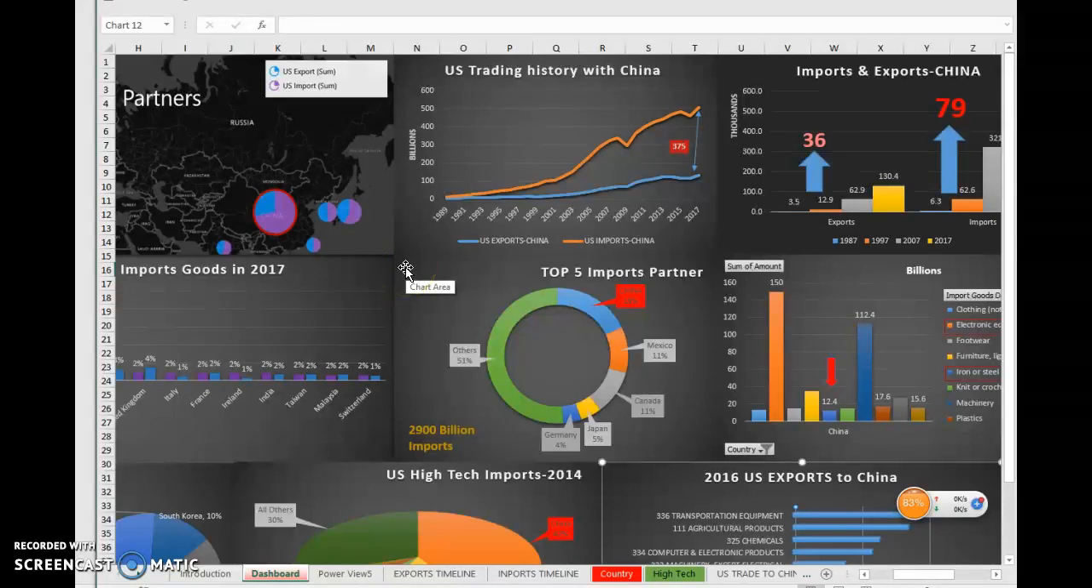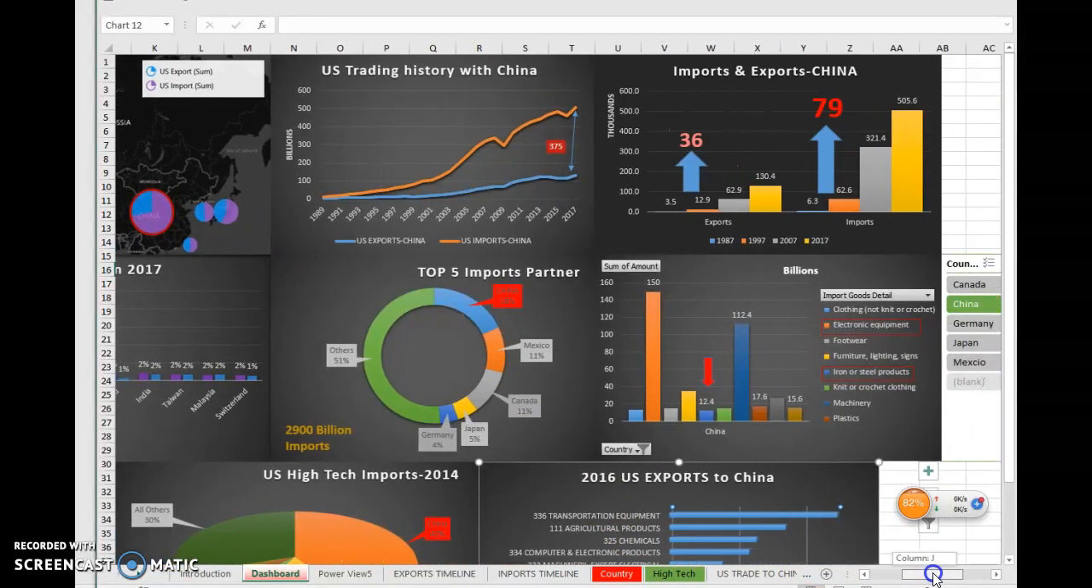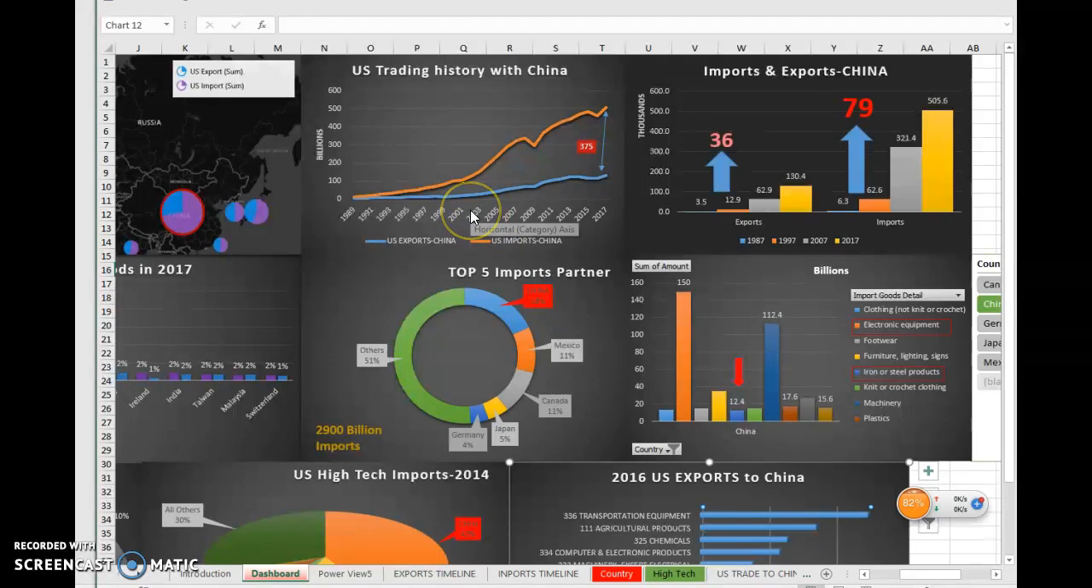The next step, as we said, is the trading history with China. We did a little analysis here. This chart shows us the differences of US imports and US exports to China. In the year 2017, the gap becomes the biggest, which is $375 billion US dollars. From this chart, we can see the changes between these 30 years.